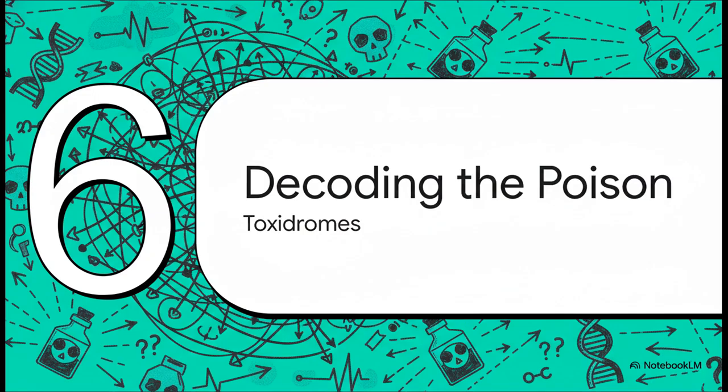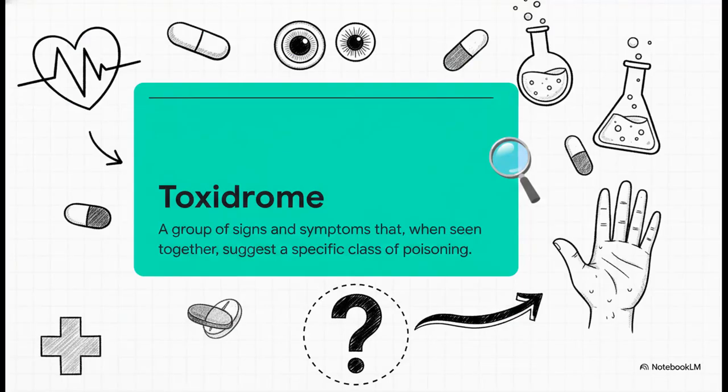All of those clues we've been gathering from the ABCs, from the physical exam, they start to click together to form patterns. In toxicology, we call these patterns toxidromes. Learning to spot them is like learning to read the poison signature. So what the heck is a toxidrome? It's really just a toxic syndrome. It's a group of signs, like changes in vital signs, the size of their pupils, what their skin is doing, that all point toward a specific class of poison. It's an incredibly powerful diagnostic shortcut.